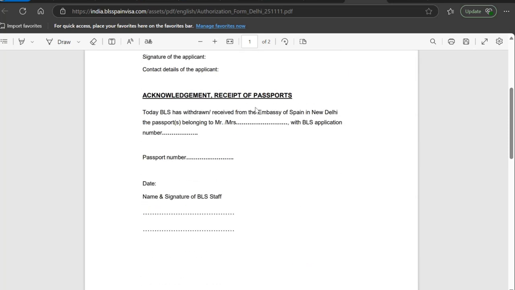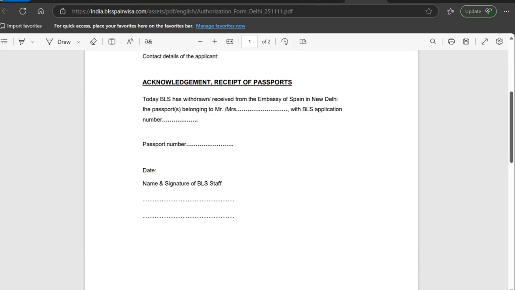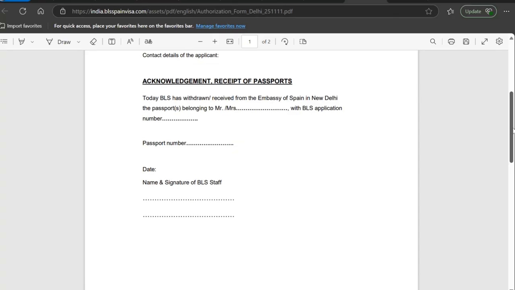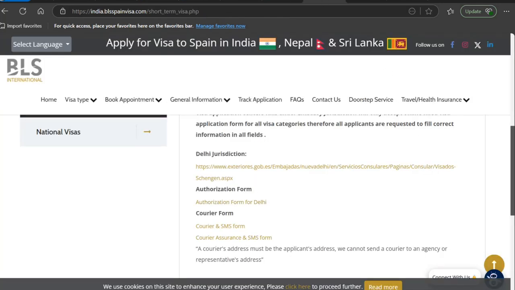The BLS has withdrawn receipt from the embassy of Spain in New Delhi. Okay, fine. This is for BLS. Acknowledgement receipt of passport. Okay, fine. And total number of passports, like this is required generally one, but if you're applying as a family, then especially when you're minor, then that could come into the picture.